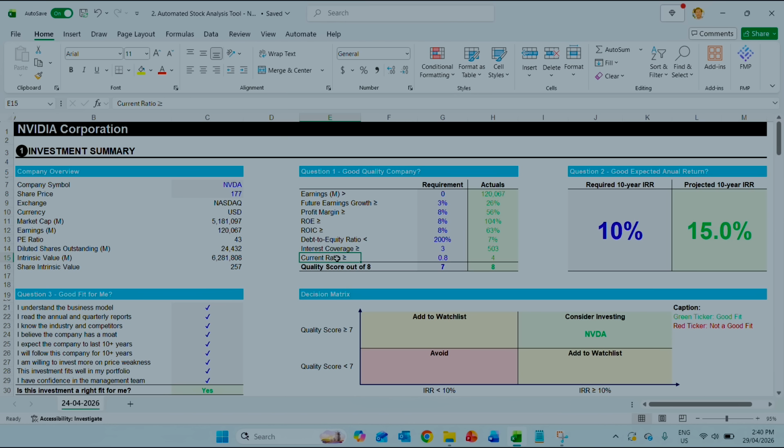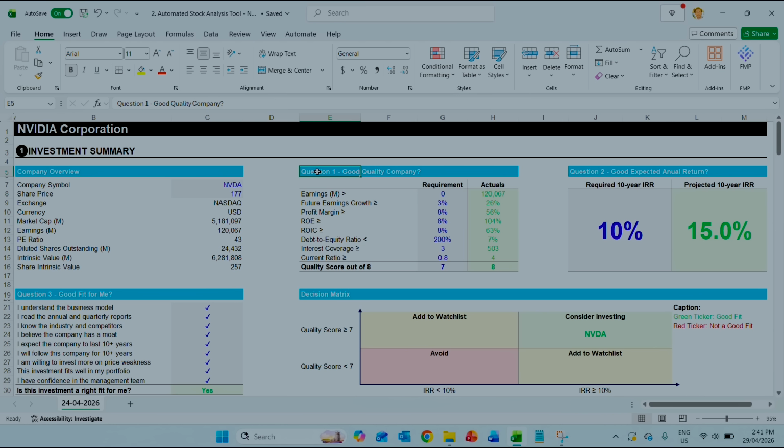So the current ratio is the ability of the company to service their short-term obligations, like for example invoices, etc. So quality score out of 8, we want a minimum of 7, and here we've got an 8 out of 8, so excellent. So does it mean that I should personally invest in Nvidia? No, it's only 1 question out of 3. You can see here question 1, question 2, question 3. You can invest in a great company, but if the price is not good, it can end up being a very bad investment.